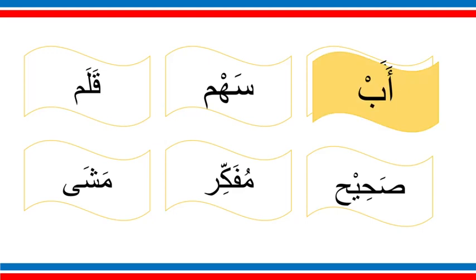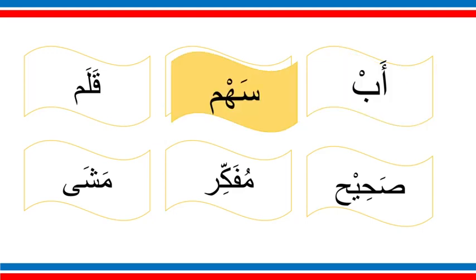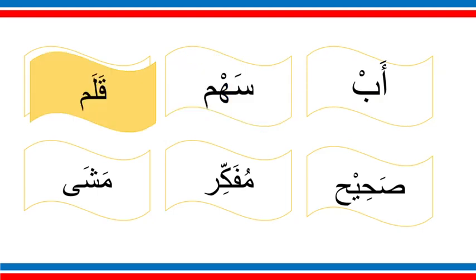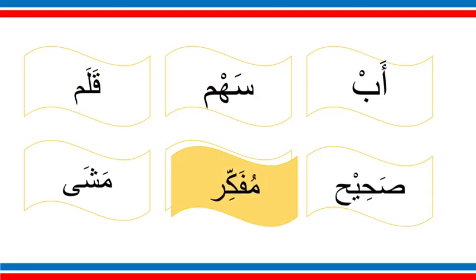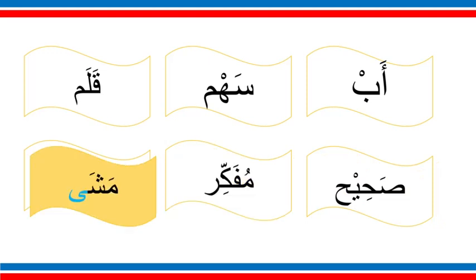First one is أب. Second one is سهم. Third one is قلم. Then we have صحيح. Then مفكر. Last one is مشى, Masha. And notice that this one is not E because we don't have two dots.